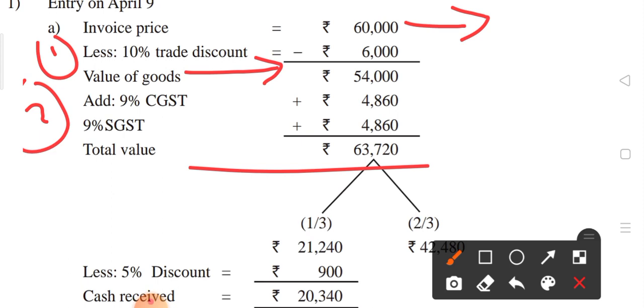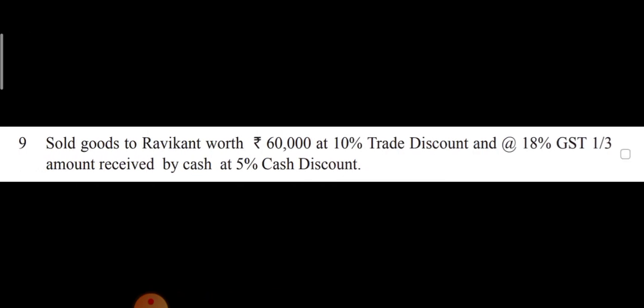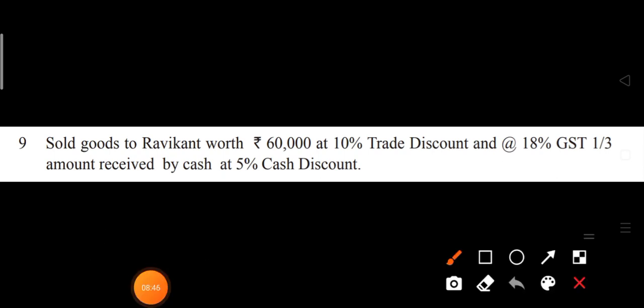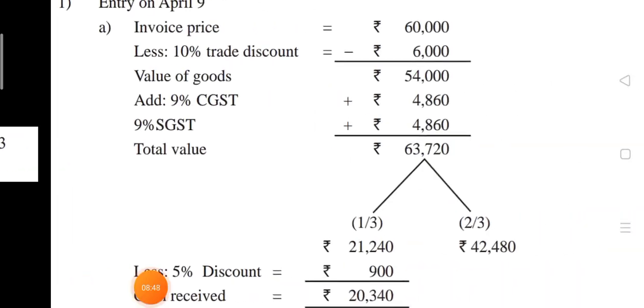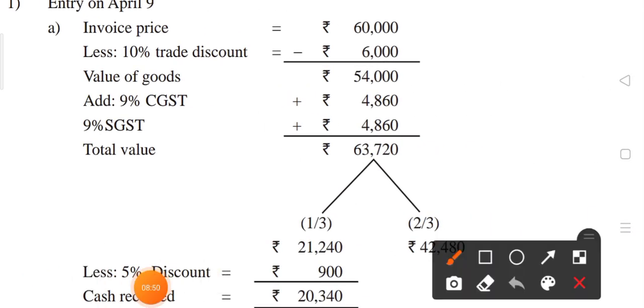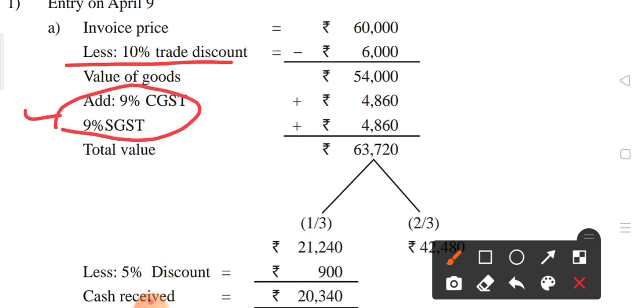क्या था हमारा ट्रांजेक्शन? 60,000 के गुड्स we have sold to Ravikant at 10% trade discount with GST 18%. Okay, so GST 18% है. See here trade discount हो गया. ट्रेड डिस्काउंट माइनस करने के बाद the second thing is what? You have to not less, you have to add this GST. 54,000 के ऊपर 18%. So now 54,000 into 18% is how much?